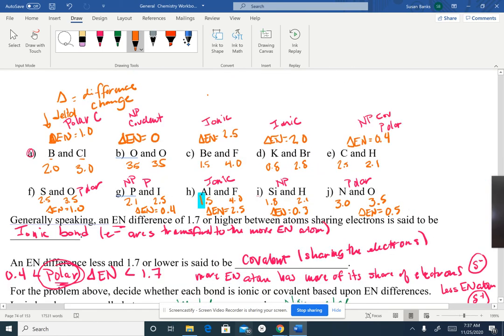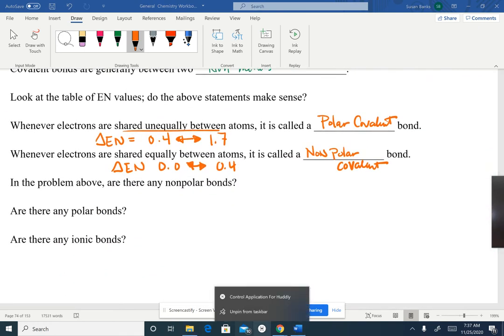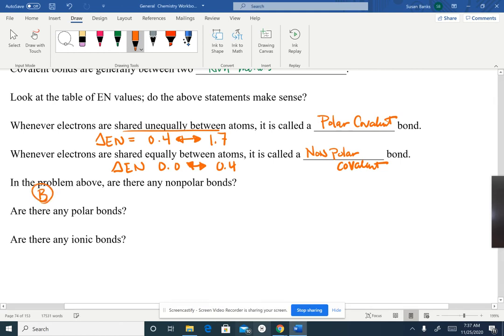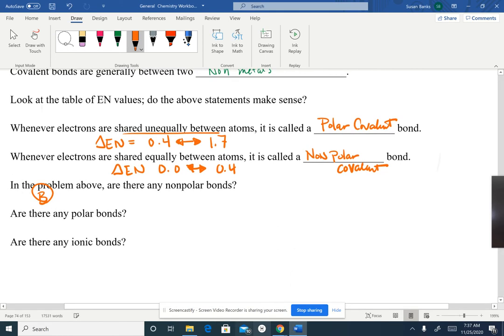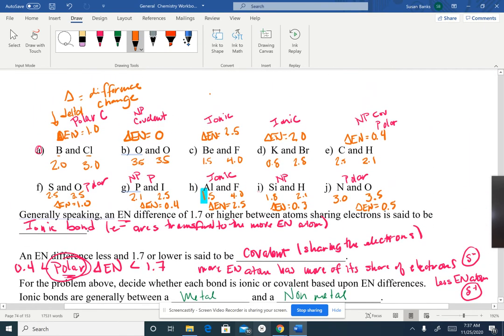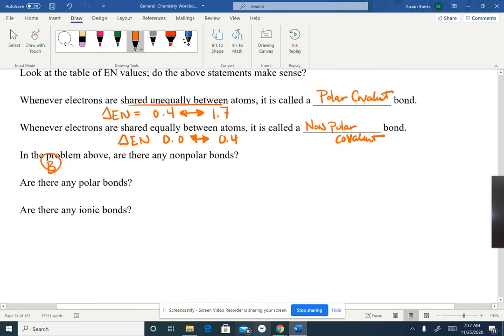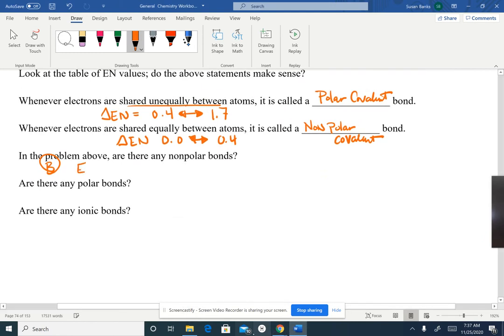Okay, so let's look at A. We labeled that polar. B, we labeled non-polar. So oxygen and oxygen. So B is one of them. Let's see if we can find the rest. Let's see, C is labeled ionic, D is labeled ionic, E is right on the edge. So should we put it in there? I think we should. E, and I'm going to put a question mark on it because it's right on that edge.